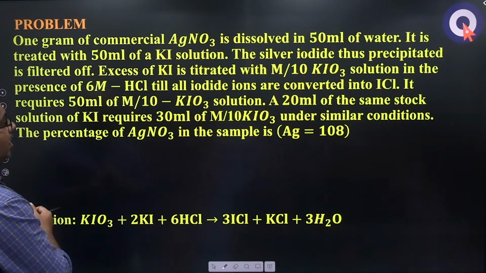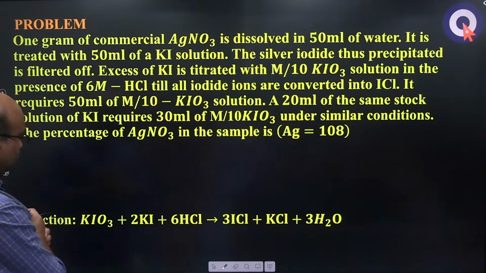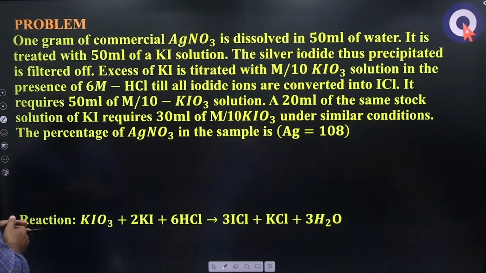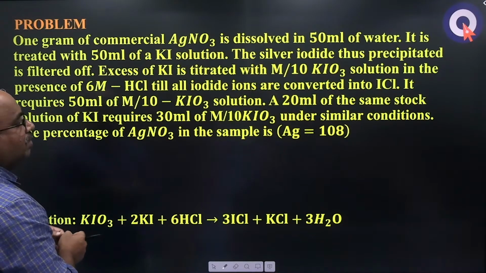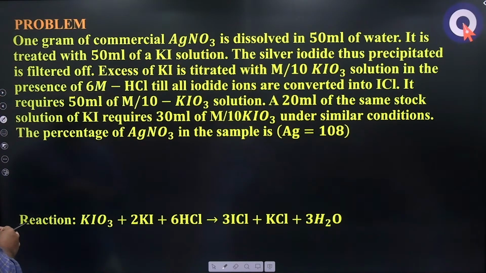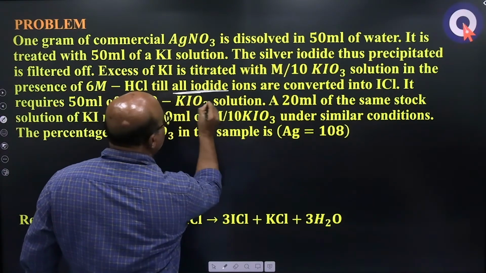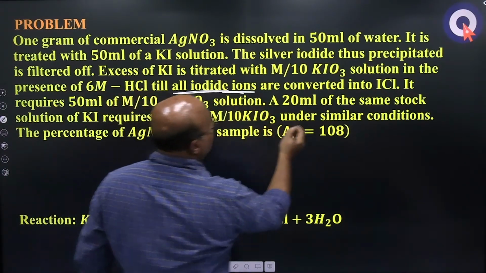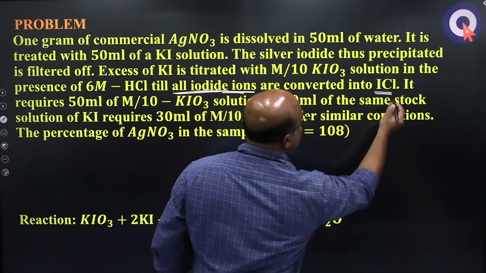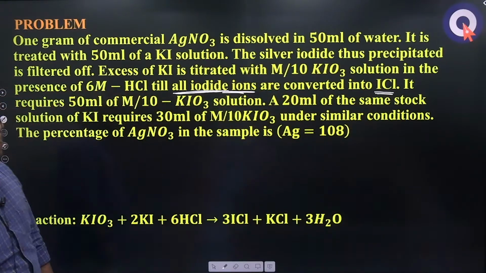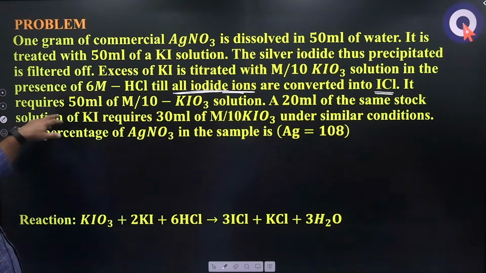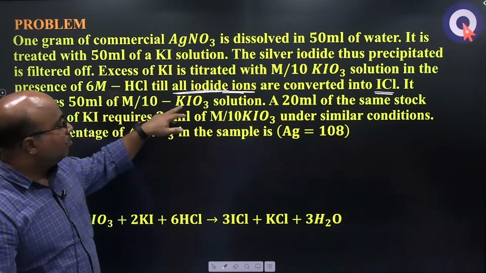Then the excess of KI which was there is titrated with M/10 KIO3. So the KI and KIO3 reaction we have done. That is what we mentioned here, in an acidic condition in presence of HCl, till all the iodide ions, that is I minus ions, are converted into ICl. This is the important thing in this: all the iodide ions are converted into ICl. Now it requires 50 ml of M/10 KIO3 solution.